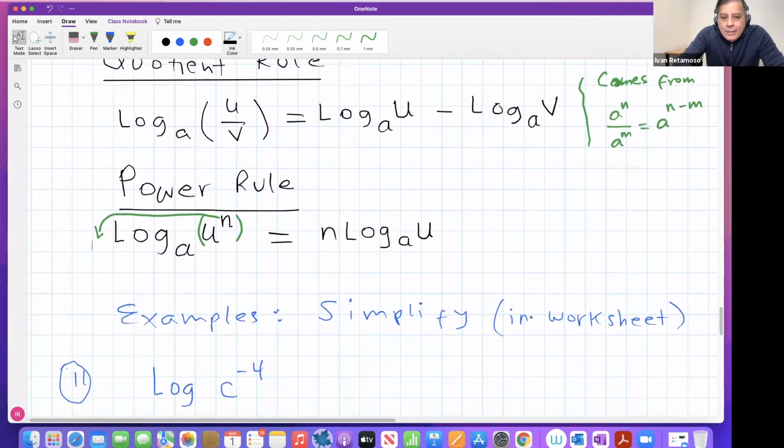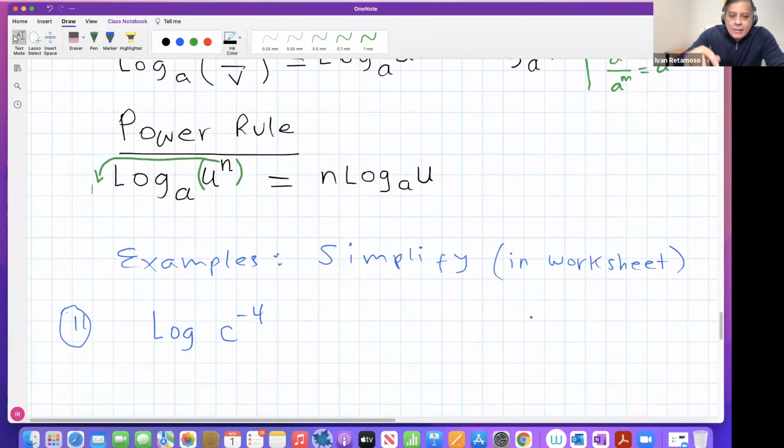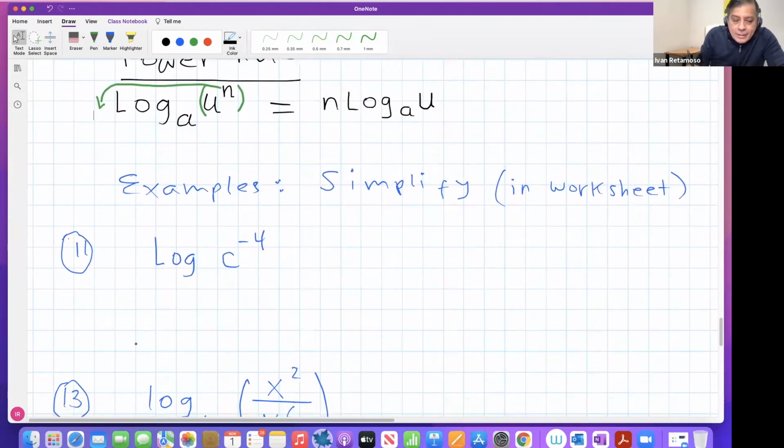All right, so let's talk now about the application of these three rules, how you use these three rules to simplify a logarithmic expression. We're going to use this later when we solve logarithmic equations. So first example, suppose they say simplify log base 10 of c raised to -4. Professor, how do you know it's base 10? Because if no base is written after the word log, it's understood that it's base 10, right?